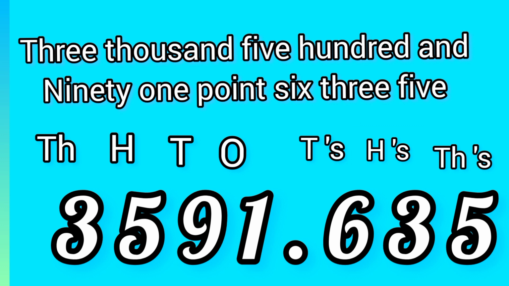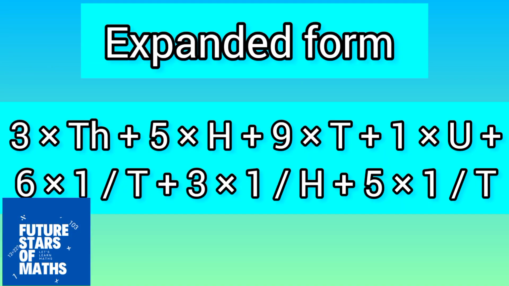Let us write the expanded form for this example. 3 into 1000 plus 5 into 100 plus 9 into 10 plus 1 into 1 plus 6 by 10 plus 3 by 100 plus 5 by 1000.